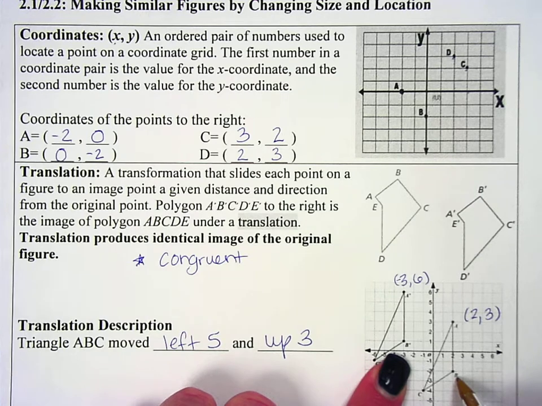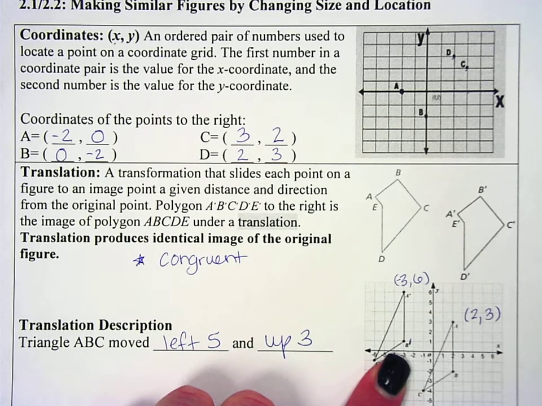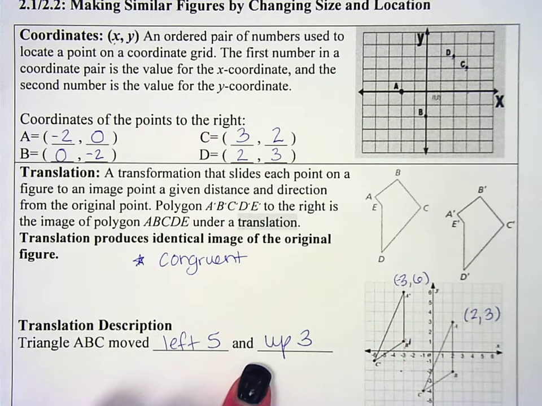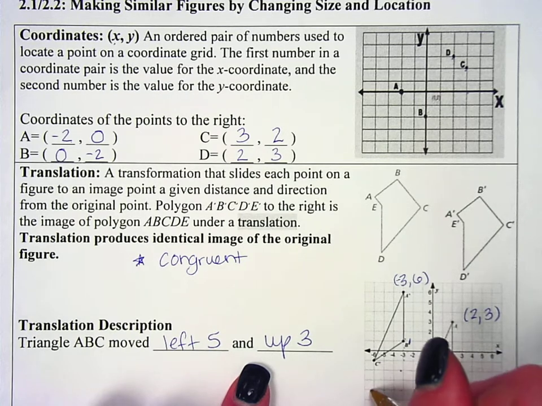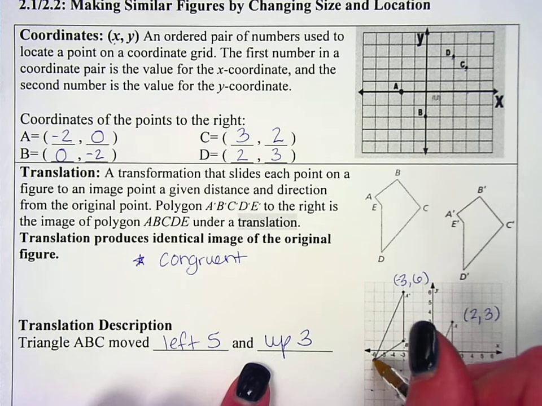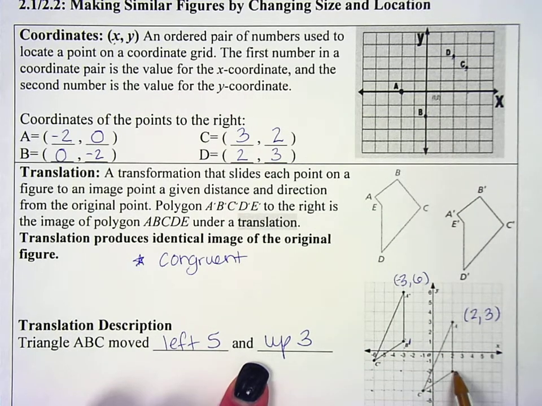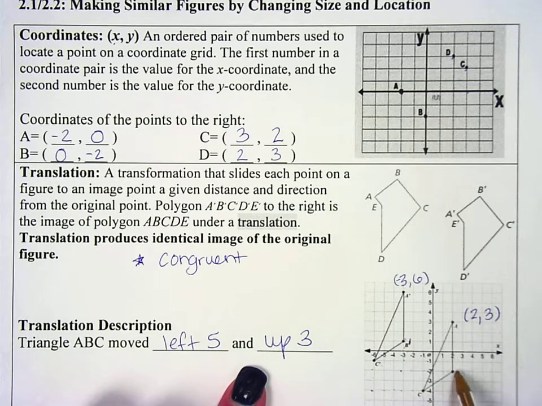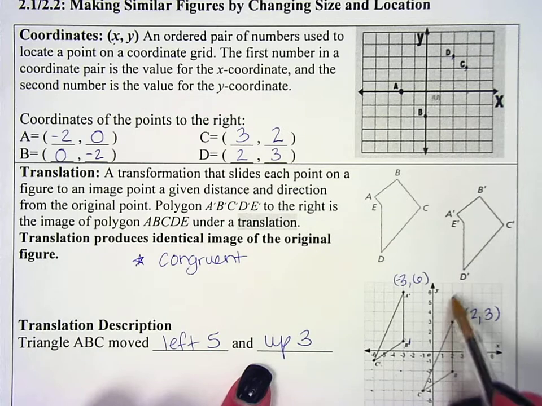So this is the original B. The new one has that little apostrophe. Let's double check. Does it go over 1, 2, 3, 4, 5, and then up 1, 2, 3? Yep. Same thing with C. Over 1, 2, 3, 4, 5, and then up 1, 2, 3. So you can check if you'd like to write the ordered pairs for these ones. But that same thing's happening. Between the x's, from my new to the original, I subtracted 5. I went to the left 5. And then for my y ordered pair, I went up 3.